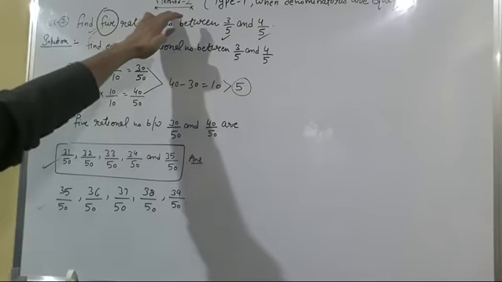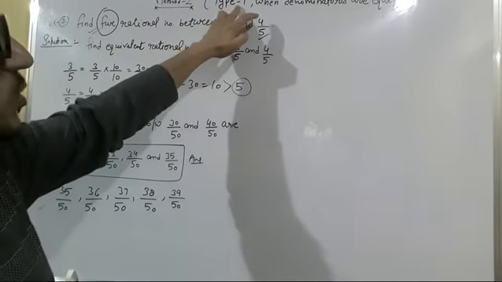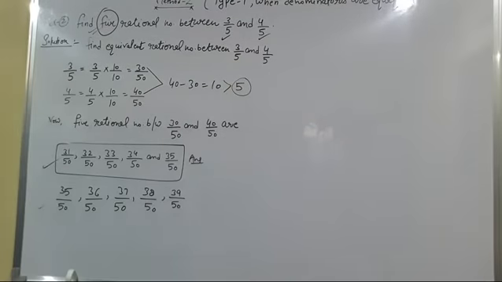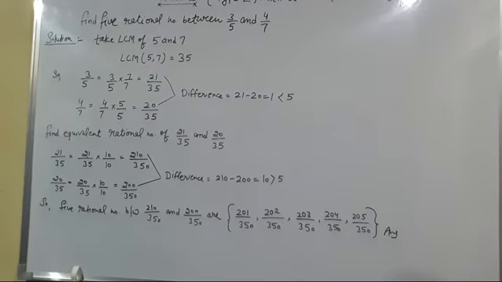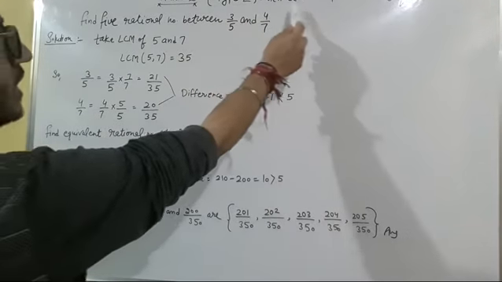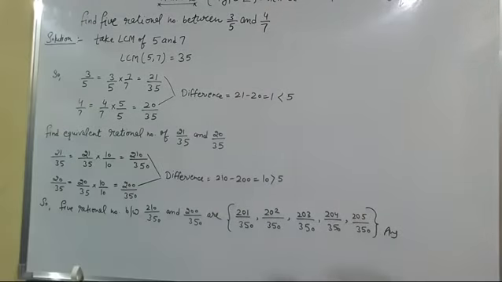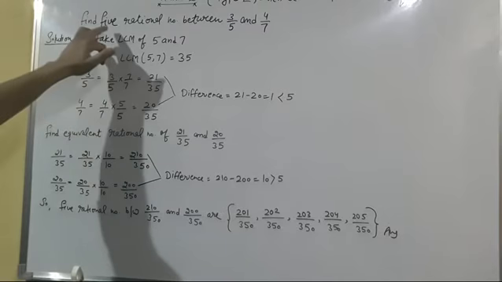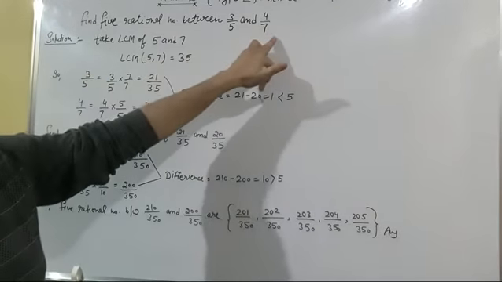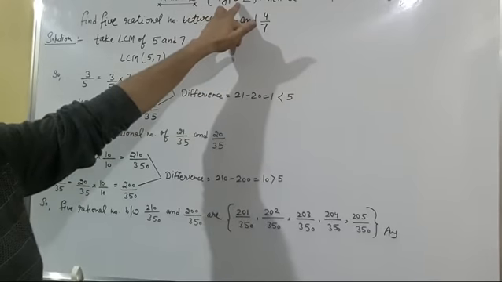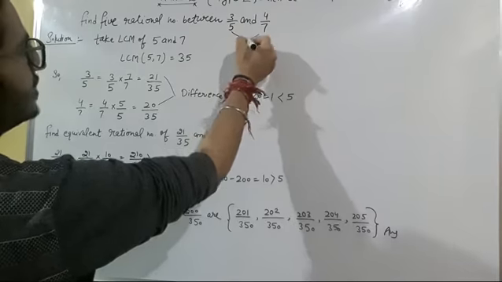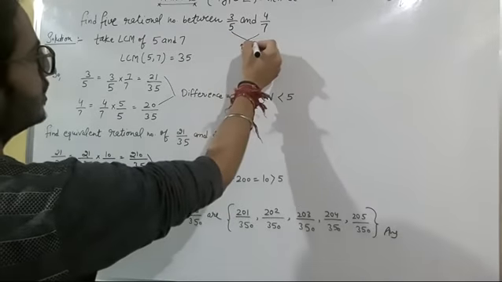In our second method, we will do type 2 questions, when denominators are not equal. Method number 2 and type 2, when denominators are not equal. In this example, we have to find 5 rational numbers between 3 by 5 and 4 by 7. Why is it a type 2 question? Because denominators are different. Denominators are 5 and 7 here, and these are different.